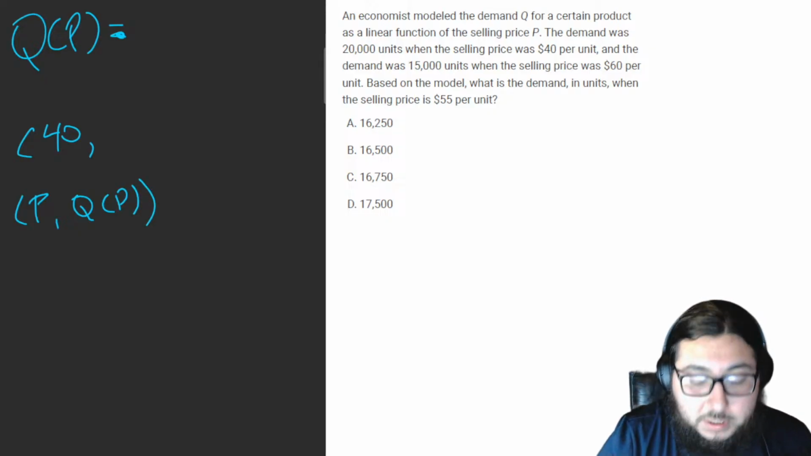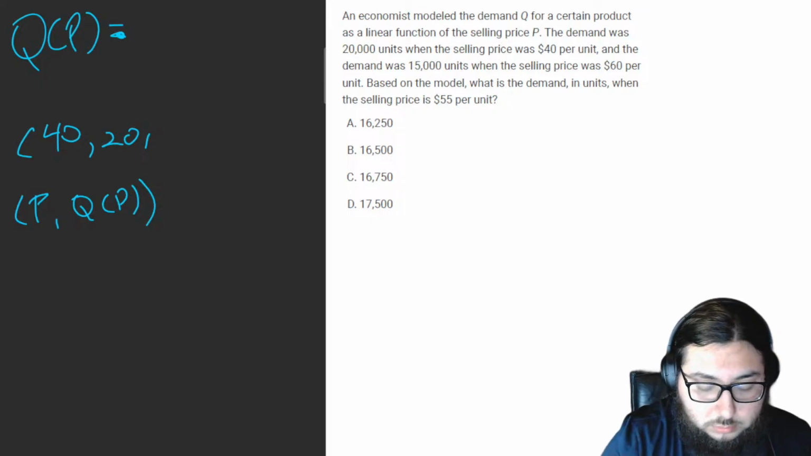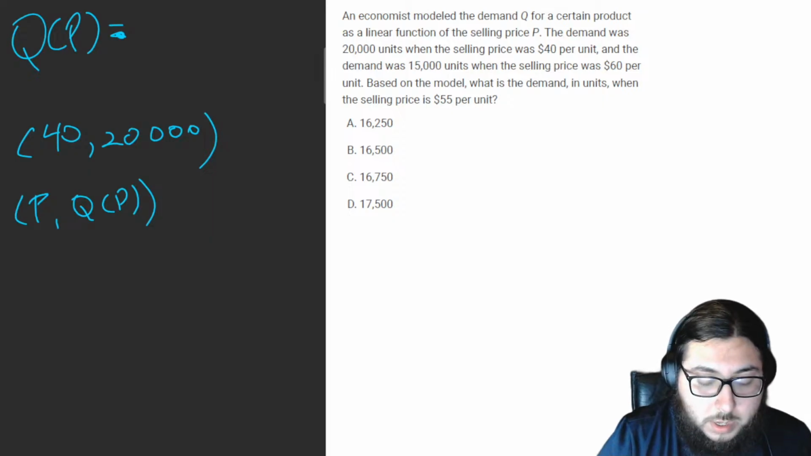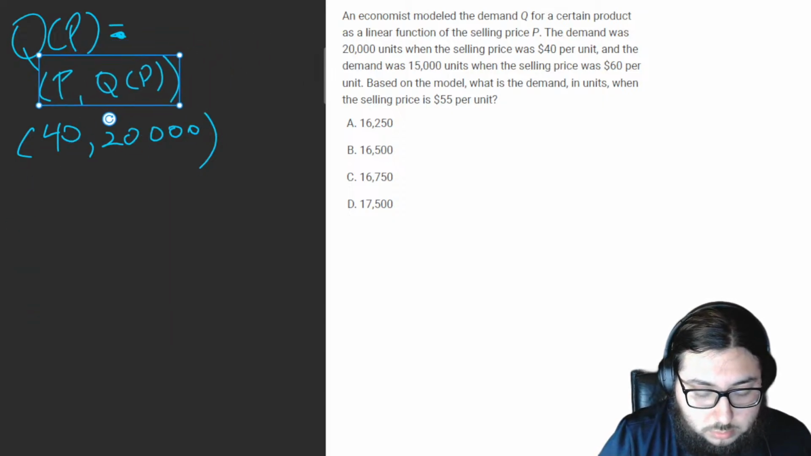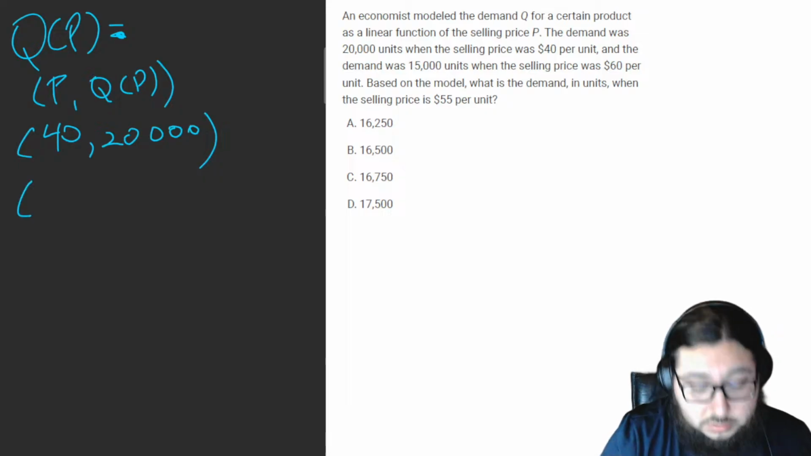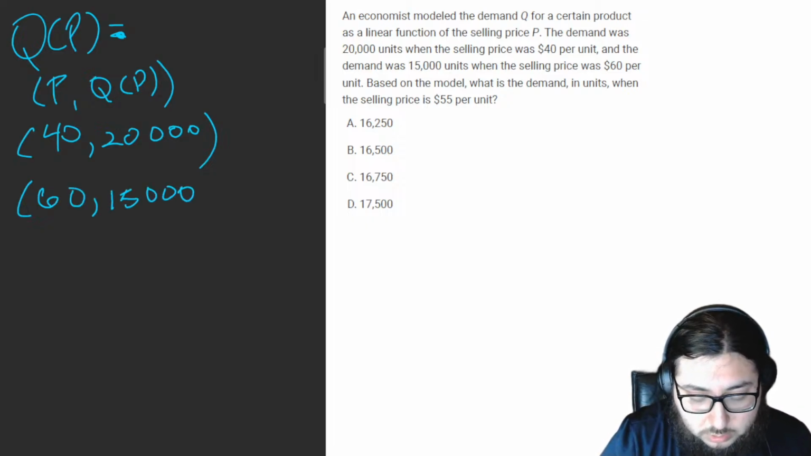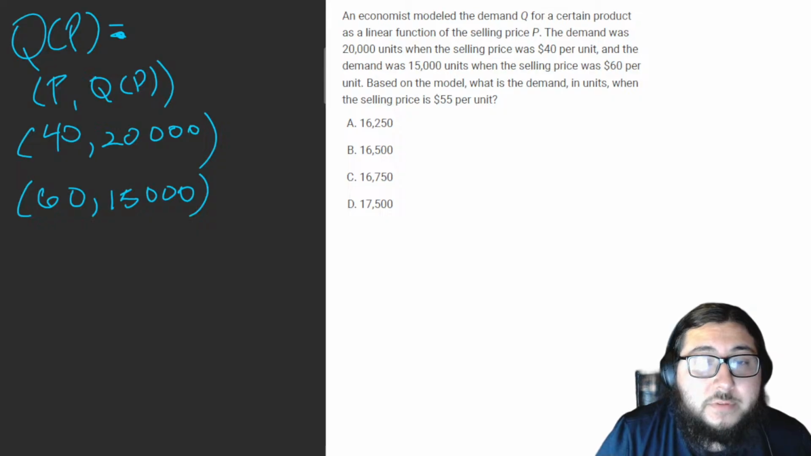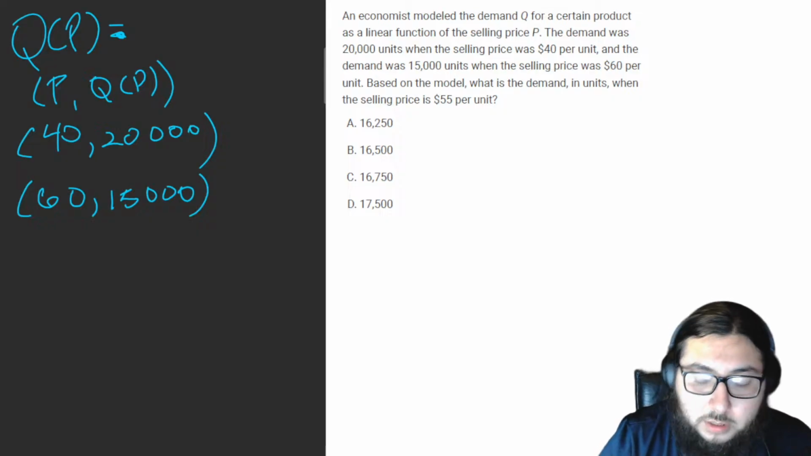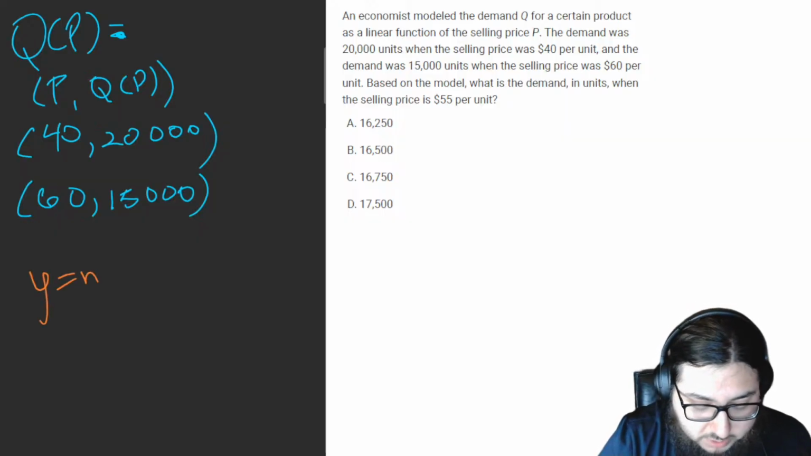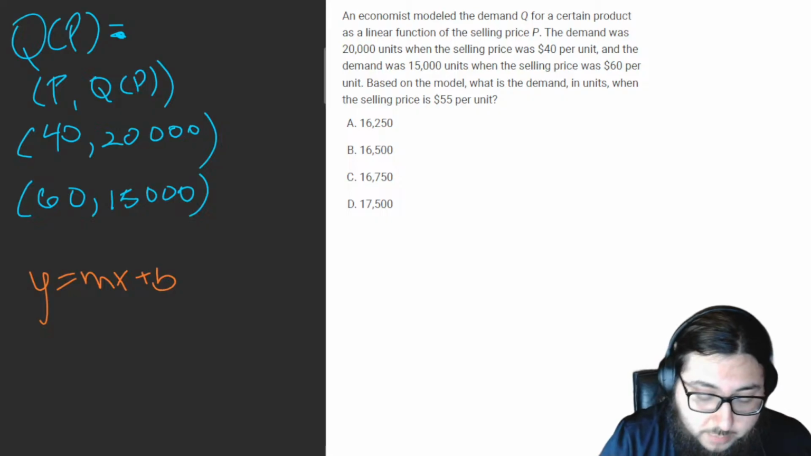So $40 per unit is P, 20,000 units is Q of P. And the demand was 15,000 units when the selling price was $60 per unit. So 15,000 over here. Based on the model, what is the demand in units when the selling price is $55 per unit? And recall that the key thing here is that this is a linear function. So we know it's going to take the form of y equals mx plus b. And it's just a matter of figuring out what m and b are.